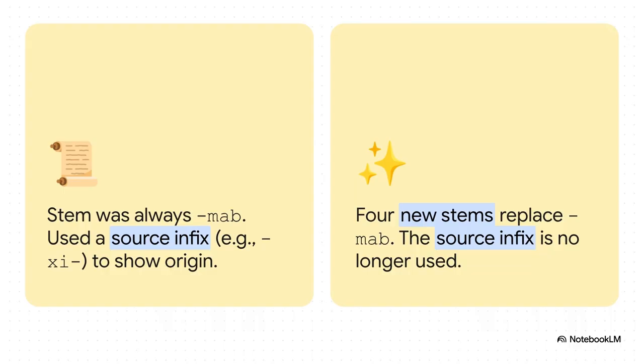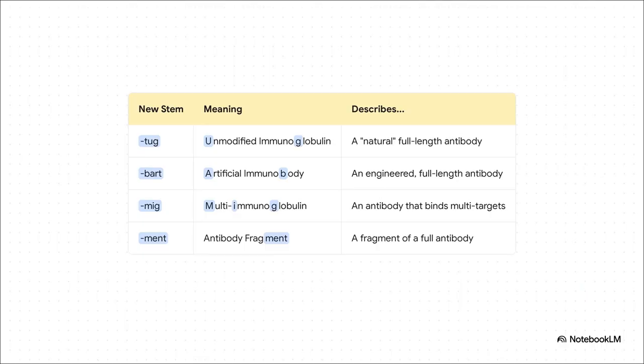And second, that one-size-fits-all mob ending was replaced with 4 new, much more specific endings. And these new stems are way more informative. If you see -tug, it's a standard unmodified antibody. If you see -bart, it's an artificial, engineered one. -mig tells you it's a multi-talented antibody that can hit more than one target. And -ment means it's just a fragment of an antibody. This gives doctors and pharmacists a ton of extra info just at a glance.